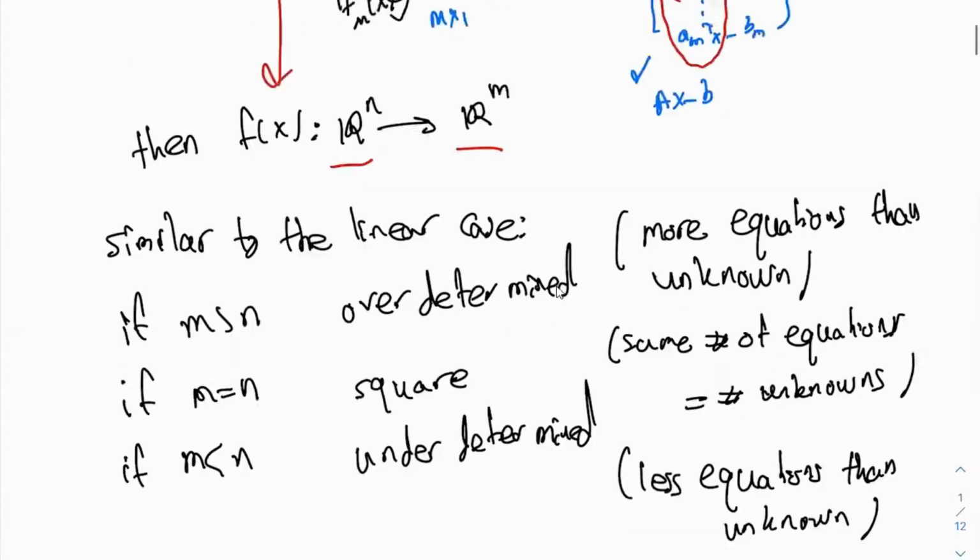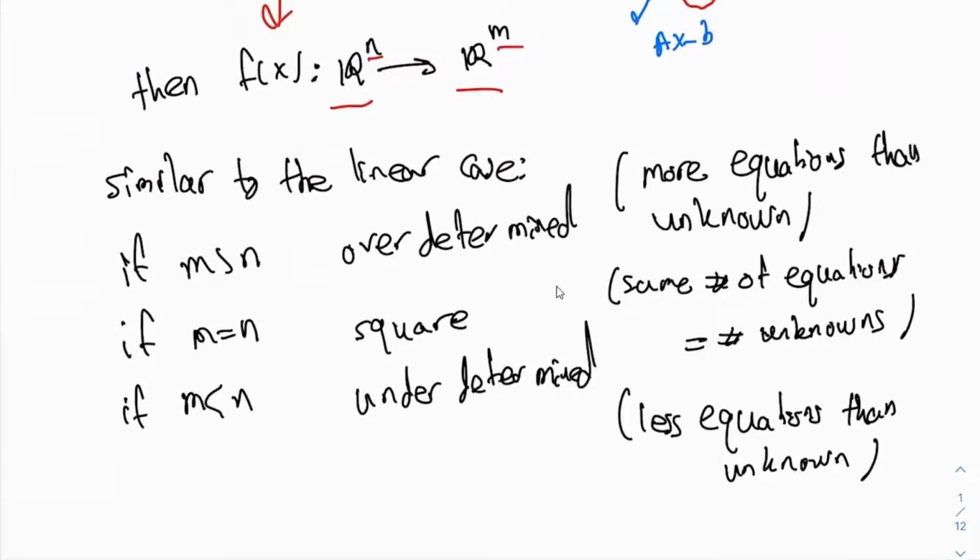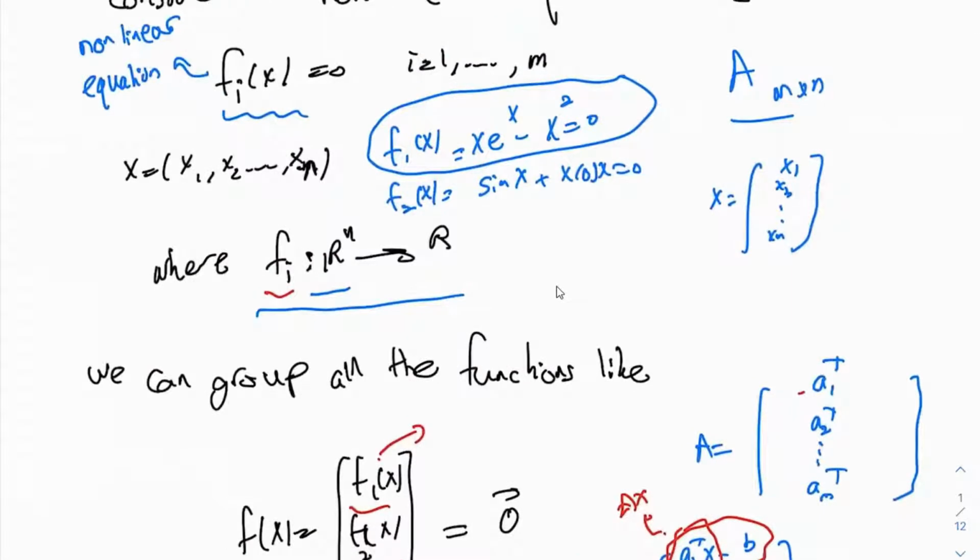So similar to the linear case, again, we have three different categorizations, depending on the dimensions m and n. If we have more nonlinear equations than number of unknowns, in the case that m is greater than n, we call it an overdetermined system of equations. More equations than unknowns. If m is equal to n, this is a square system, the same number of equations as unknowns. If m is less than n, we have an underdetermined system of equations, fewer nonlinear equations than unknowns, similar to the linear case. So up to now, we successfully mapped the linear and nonlinear cases together.